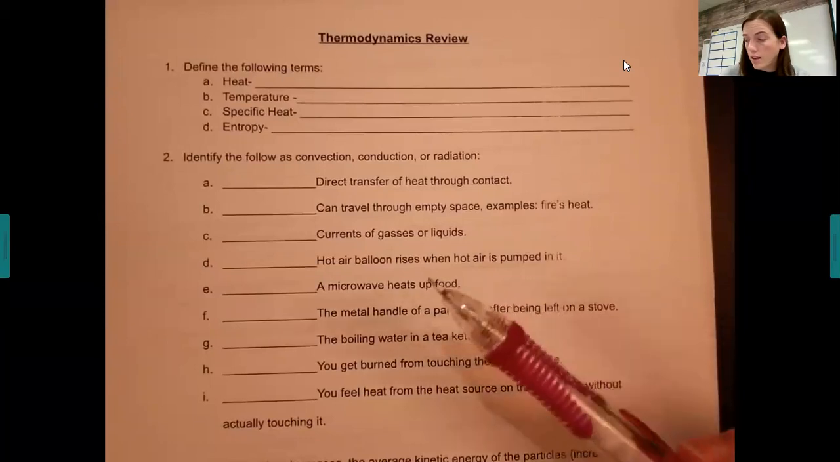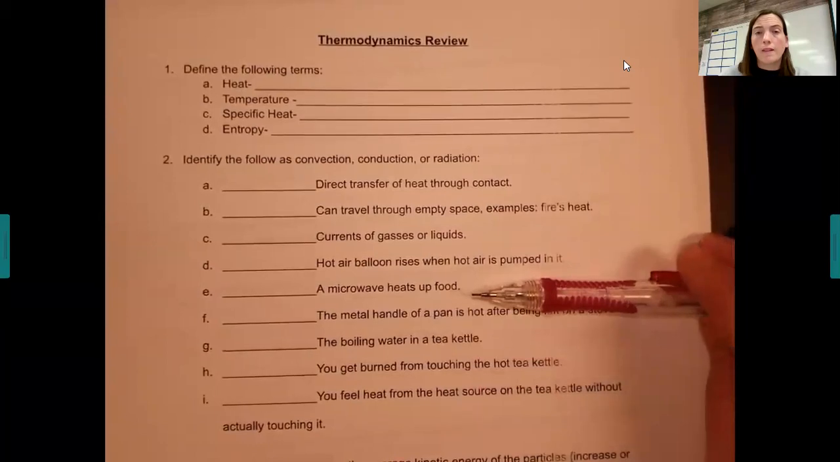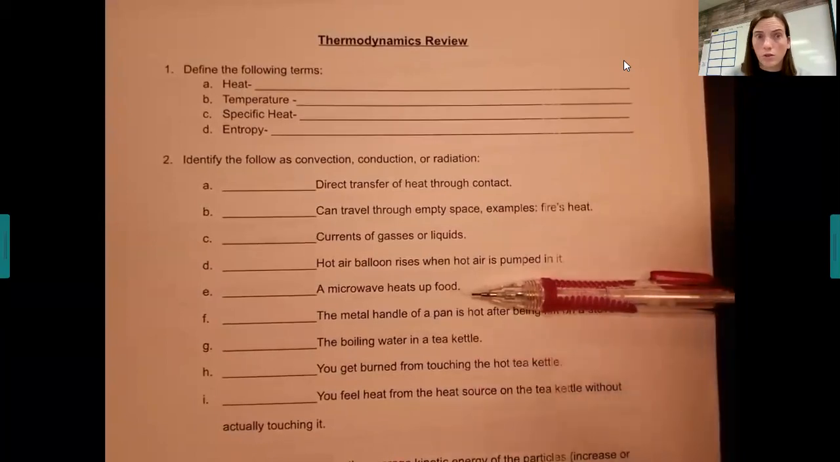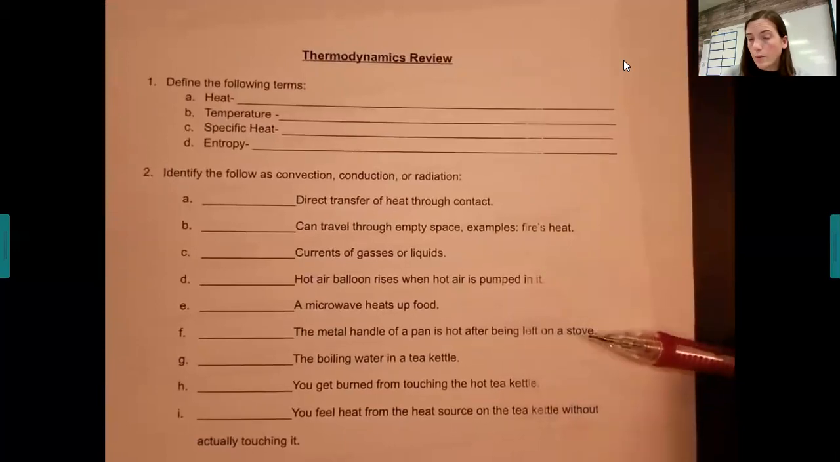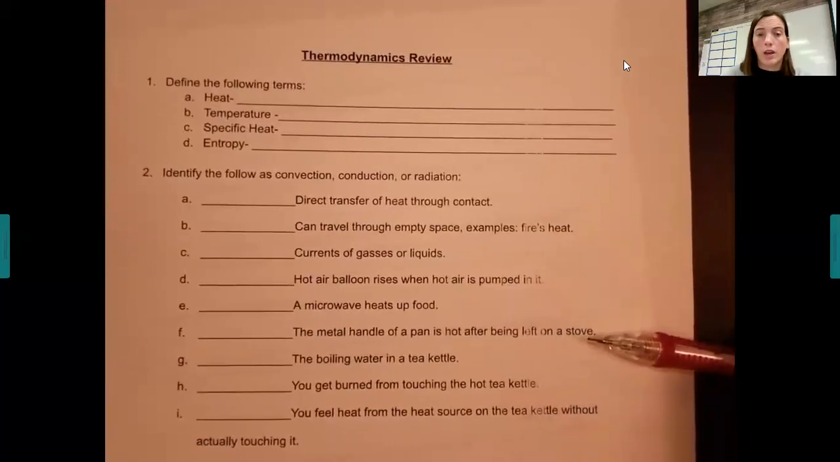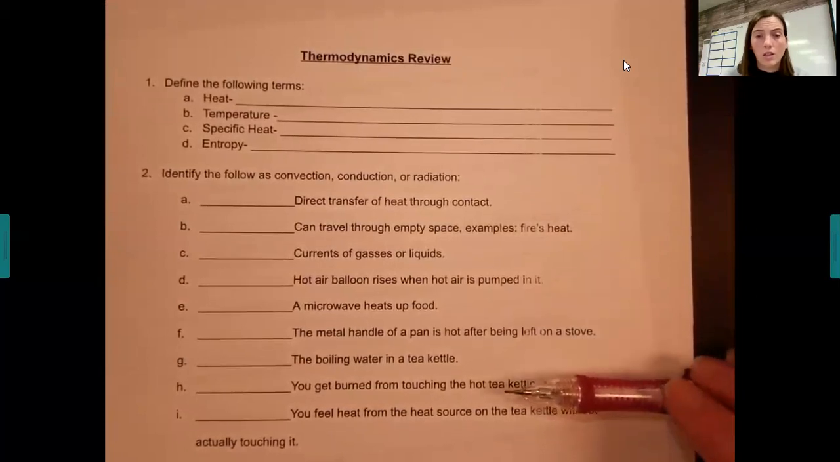All right, then E, a microwave heats up food. Okay, the food is not touching anything. It's all being heated up through the air. So this is radiation. All right, number 7, the metal handle of a pan is hot after being left on the stove. It is touching the stove, so this should be conduction.